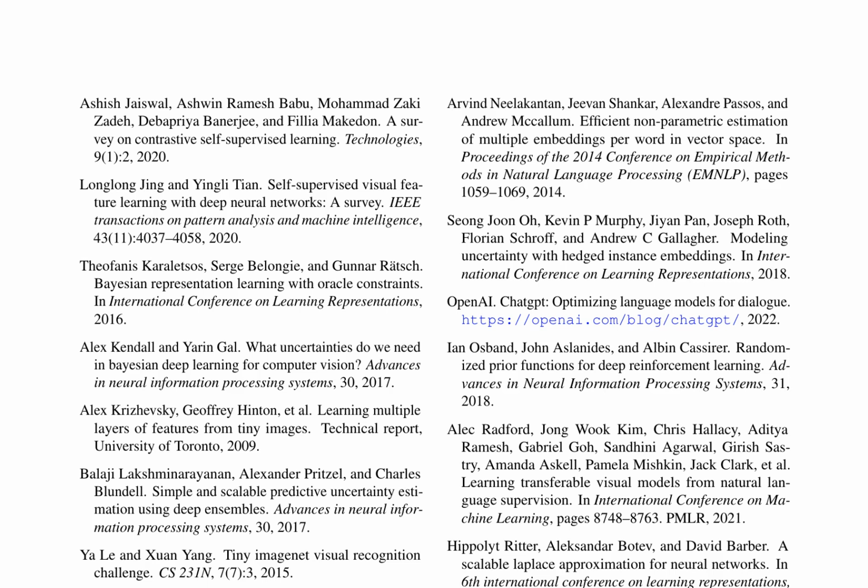In the realm of machine learning, several research papers and techniques have garnered significant attention. This summary focuses on contrastive self-supervised learning, Bayesian representation learning, and uncertainty estimation. A seminal work in this field is a survey by Ashish Jaiswal et al., which provides a comprehensive overview of contrastive self-supervised learning. This technique has shown promising results in various applications, leveraging the idea that models can learn from contrasting positive and negative samples. The survey delves into different architectures, loss functions, and evaluation metrics used in this approach.